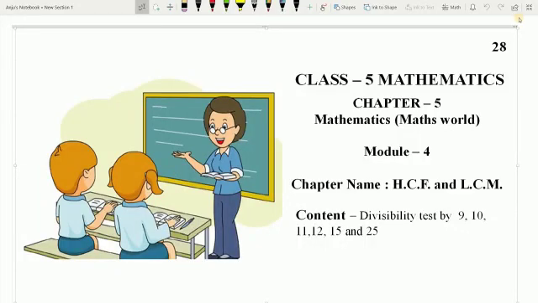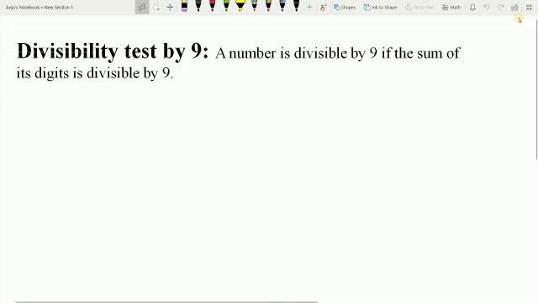Good morning students. Today we are going to learn about divisibility test by 9, 10, 11, 12, 15 and 25. Students, in previous content we have already learned divisibility test till 8. So let us start divisibility test by 9.